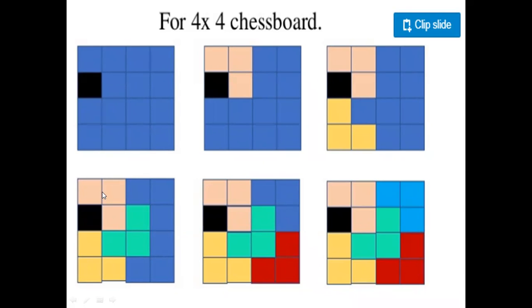That is, no trinomials overlap. We must use 3 squares for each trinomial. So for example, in a 4 by 4 chessboard, the remaining squares must be covered with trinomials. So no trinomials overlap. And next, a trinomial must not cover the defective square. The trinomials cover everything except the defective square.